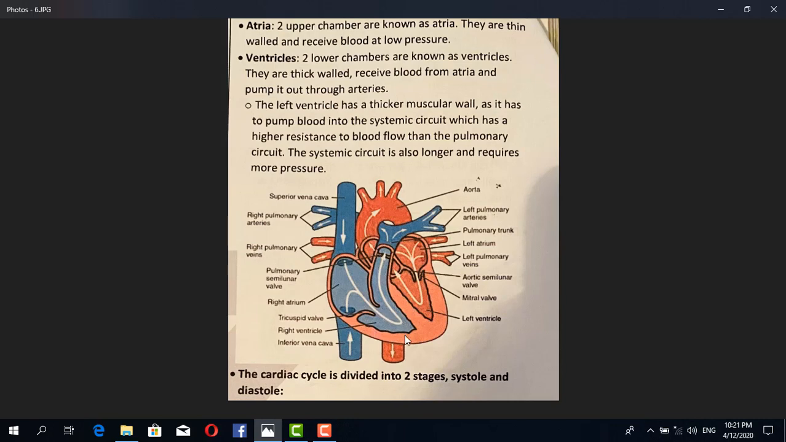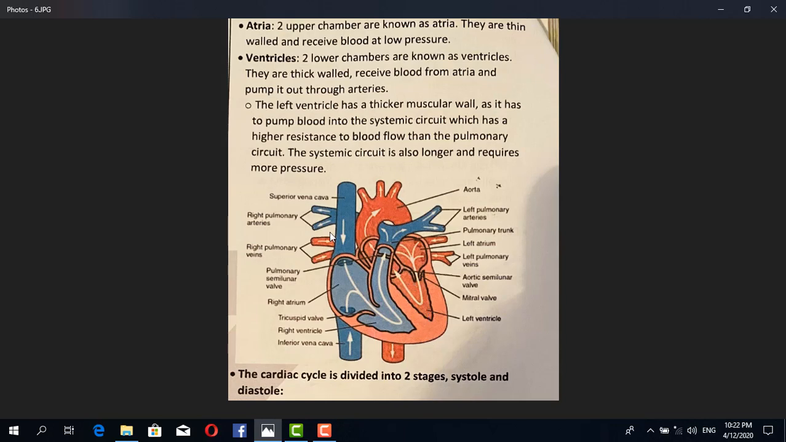The left ventricle has a thicker muscle wall because it has to pump blood into the systemic circuit, which has a higher resistance to blood flow than the pulmonary circuit. The systemic circuit is also longer and requires more pressure.